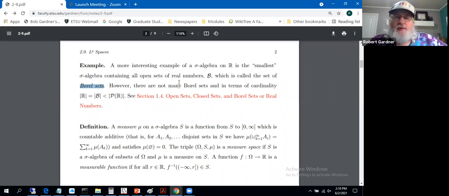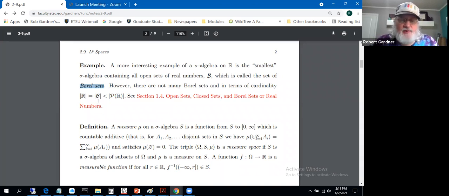Though I dare you to come up with an example of a set that's not a Borel set, there's lots of such examples. In some sense, the Borel sets aren't a big collection of sets. There's not many Borel sets in a cardinality sense. The cardinality of the real numbers is the same as the cardinality of the Borel sets.